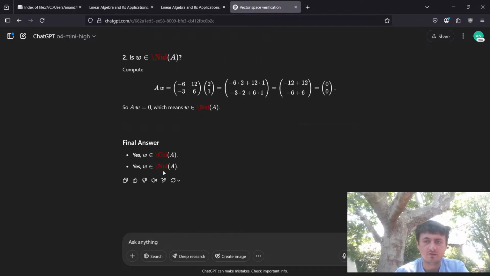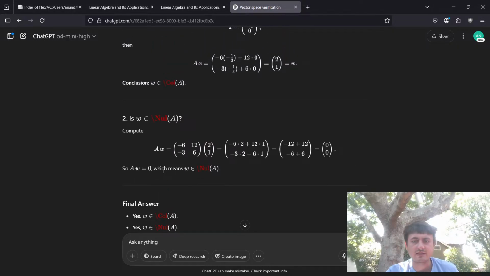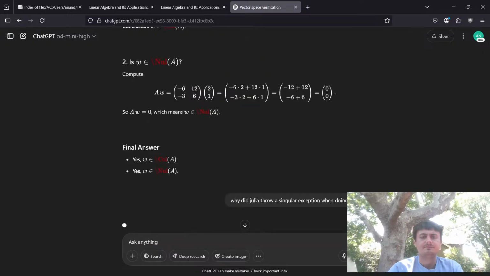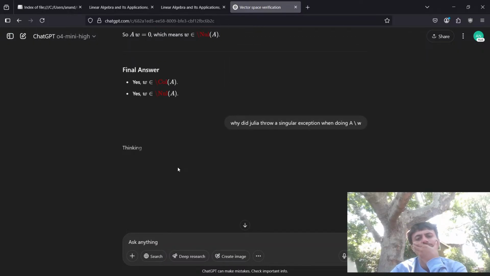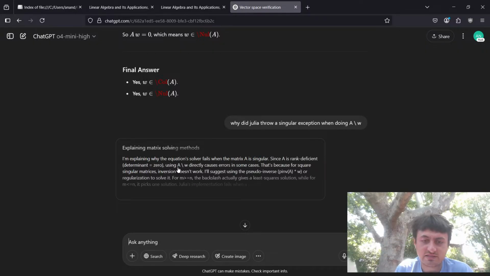Wait, but I wanted to know. Right. So actually, why did Julia throw a singular exception when doing a backslash W? I mean, I know that the set, the columns, is linearly dependent.